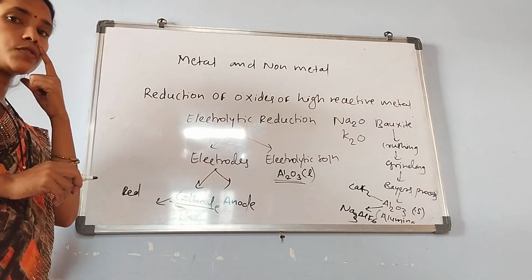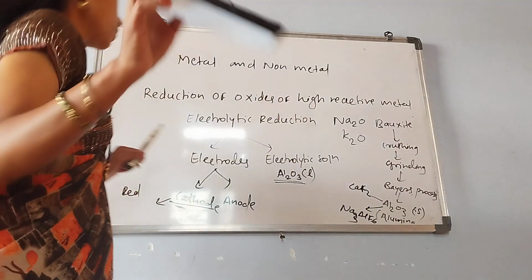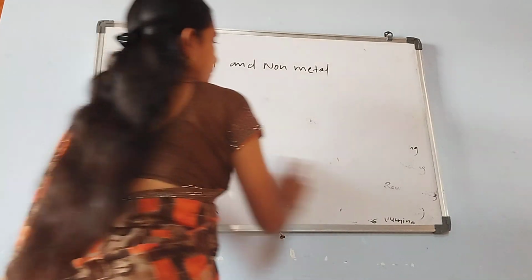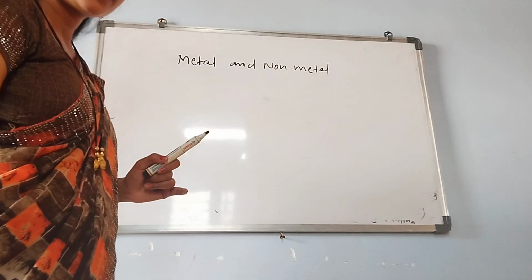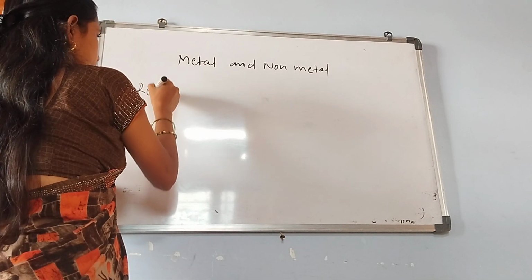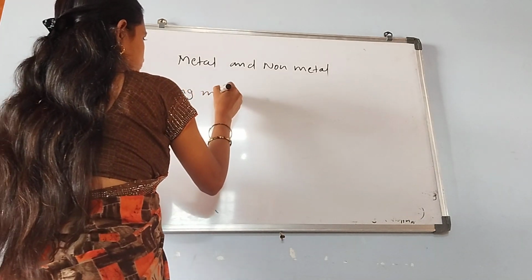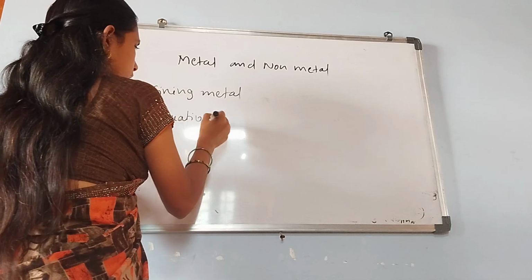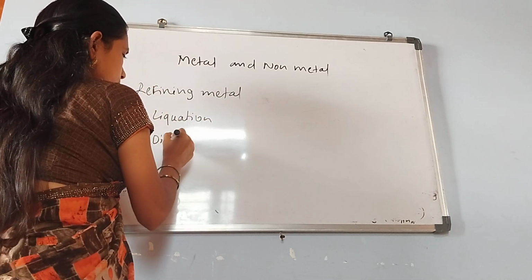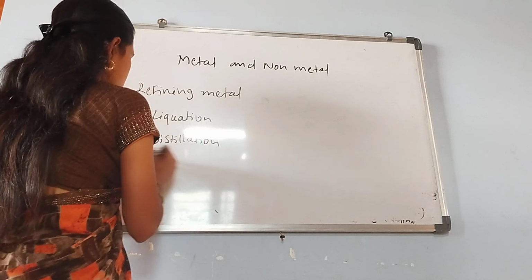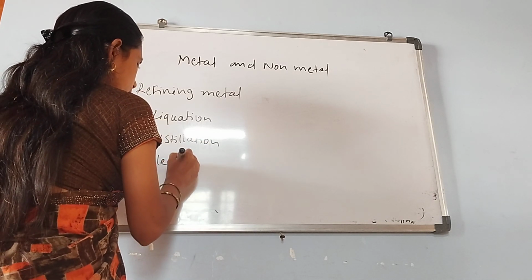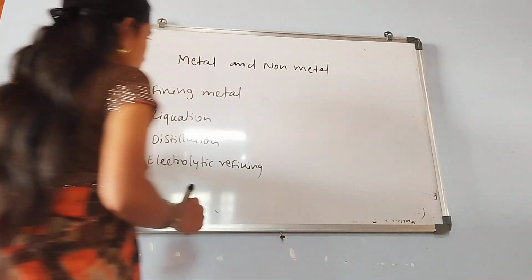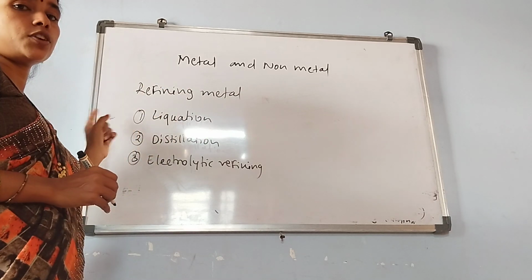So next, which process are we going to do? Refining of metals. In refining of metals, we are using three methods. One is liquefaction, second is distillation, third is electrolytic refining. Okay, so these are the three methods for refining metal. This is the last step of the metallurgy process.